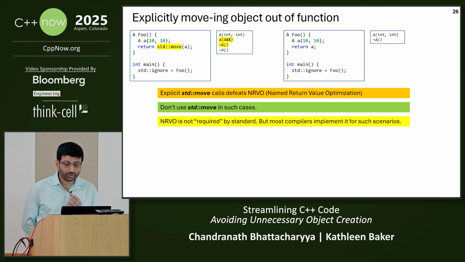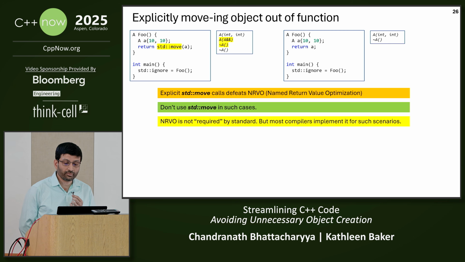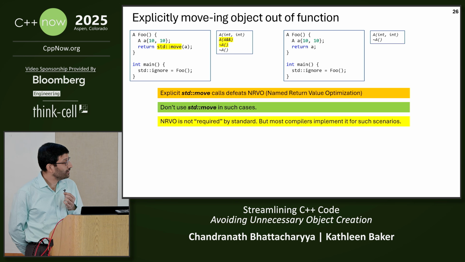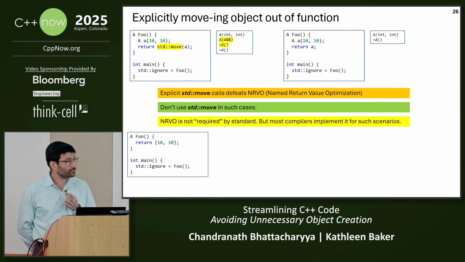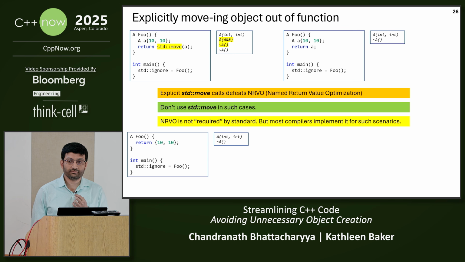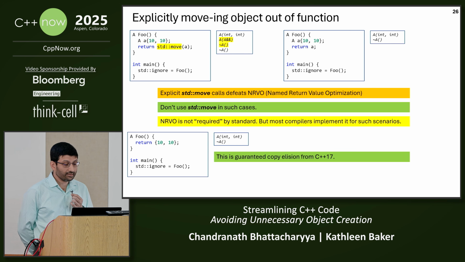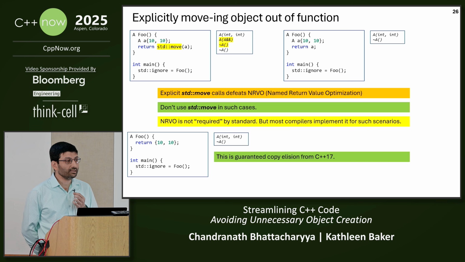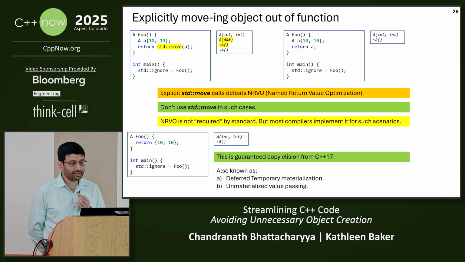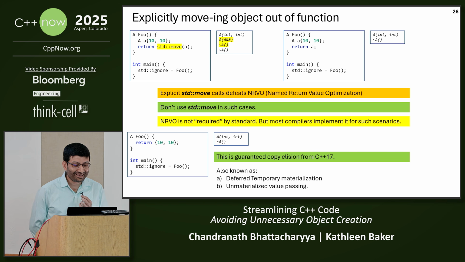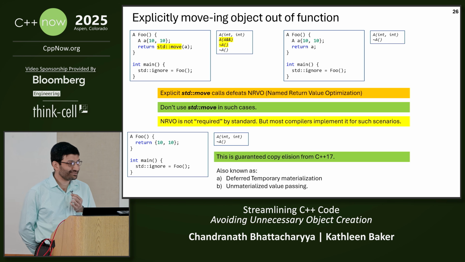Now note, NRVO is not required by the standard, but most compilers implement it for such scenarios. Here's an alternate piece of code. This one also gets you in-place construction. However, this is guaranteed. This is guaranteed copy elision from C++17. Can anyone tell me what it is also known as, more technically? Okay, I hope I'm able to pronounce this properly. There are two of them. One is deferred temporary materialization, and also it's called unmaterialized value passing.